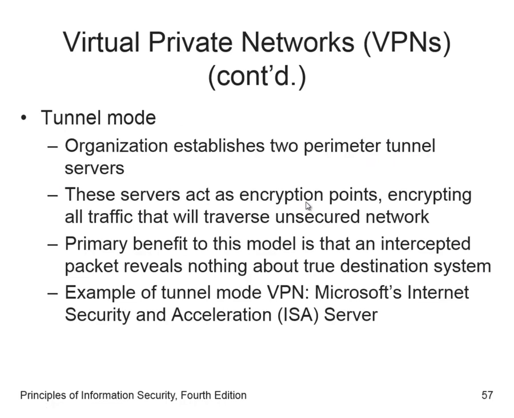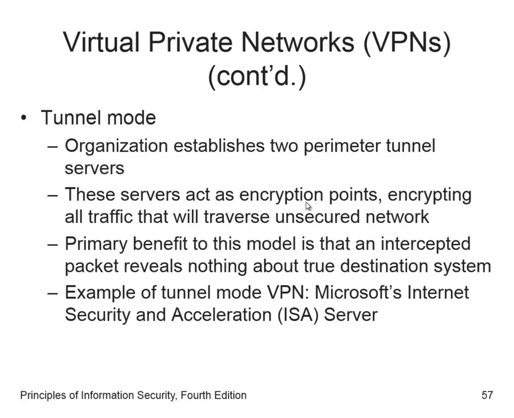In tunnel mode, the organization establishes two perimeter tunnel servers. These servers serve as the encryption points, encrypting all traffic that will traverse an unsecured network. In tunnel mode, the entire client packet is encrypted and added as the data portion of a packet addressed from one tunneling server to another. The receiving server decrypts the packet and sends it to the final address within the internal network, the trusted network.